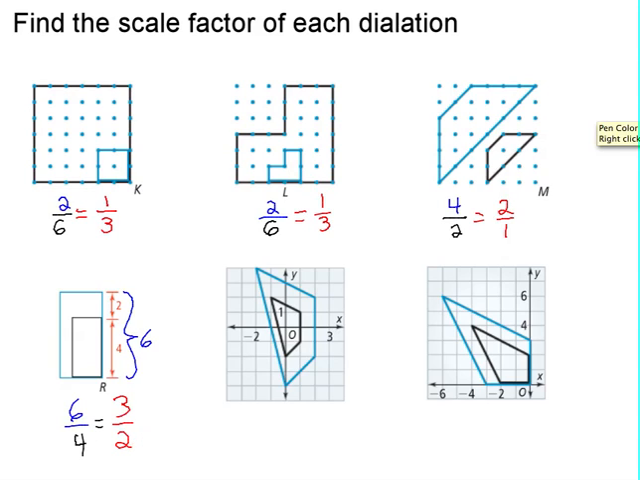Okay, now we're doing something a little bit different because this is on a coordinate plane. You really can't count diagonally, so you need to count something that's vertical or horizontal. So I only see one line that's vertical, so starting at the blue, it's 4, and then the black is 2 units tall. Reduce it.